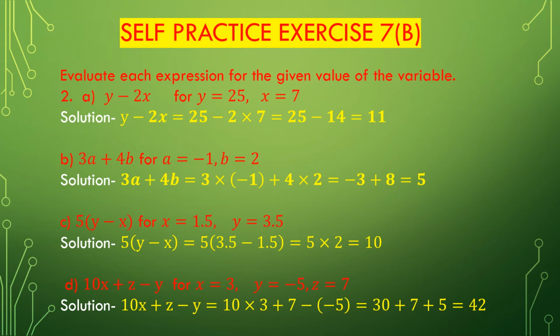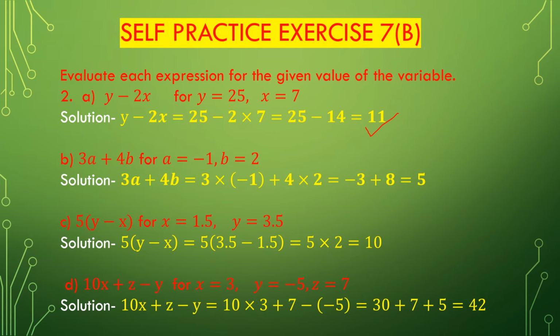Now we solve question number 2. Question number 2 is evaluate each expression for the given value of the variable. First bit is y minus 2x for y equal to 25 and x equal to 7. Value of the variable x given is 7 and y is 25. So substitute x as 7 and y as 25 in the expression y minus 2x. We get y minus 2x equal to 25 minus 2 multiplied with 7. 2 multiplied with 7 is 14. So 25 minus 14 is 11. So the value of the expression y minus 2x is 11.